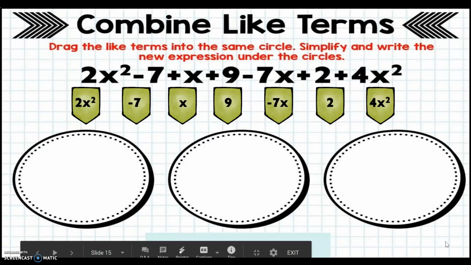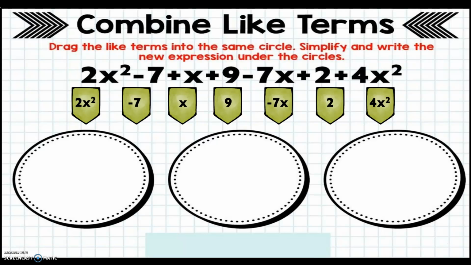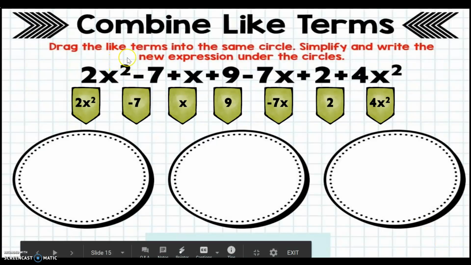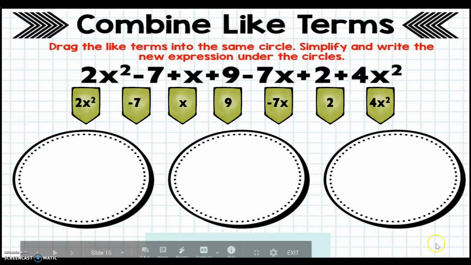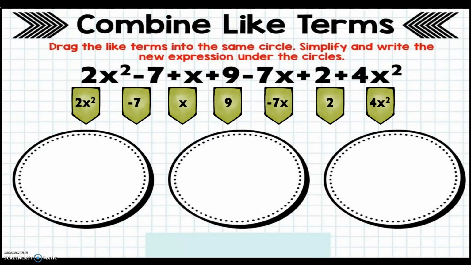This is how you combine like terms. We're going to do the same thing with this screen. We're going to drag the like terms into the same circle. This time we do have an exponent. So you can see this would be considered the base, the 2x. The exponent brings this to the power of 2. That's what that means, when we were talking earlier in the guided notes. So now you have that visual.